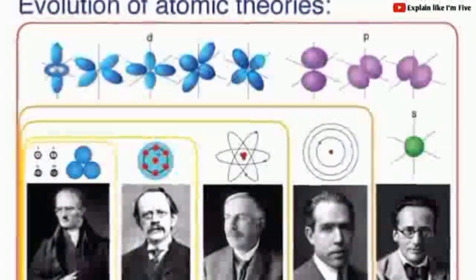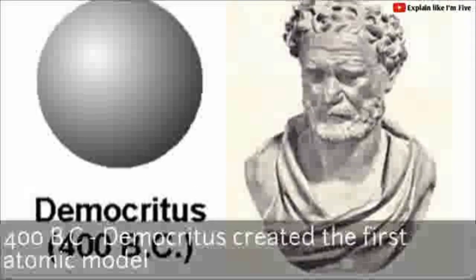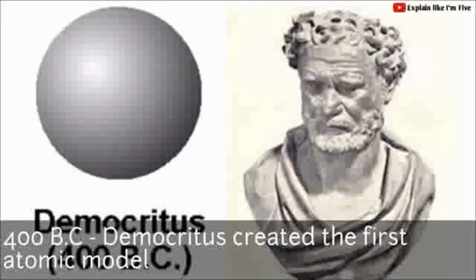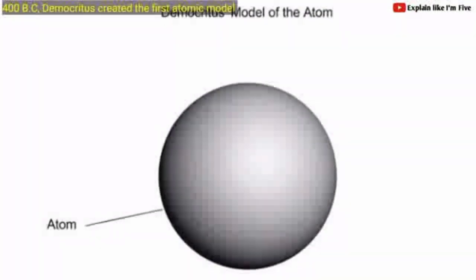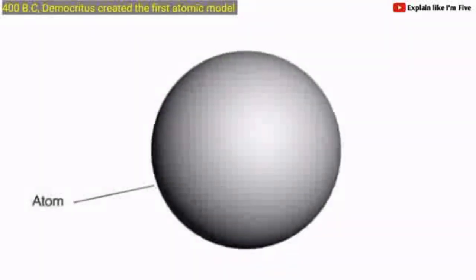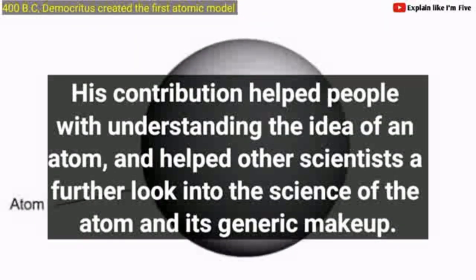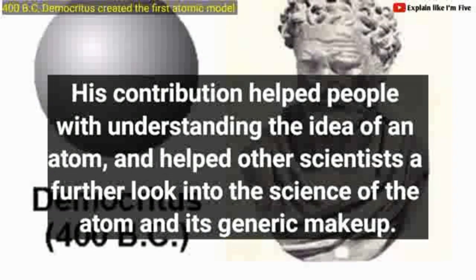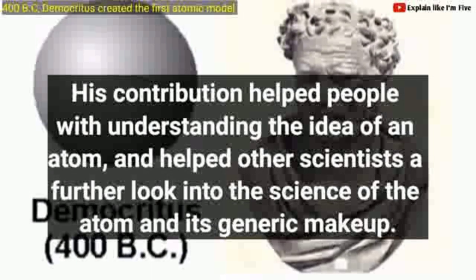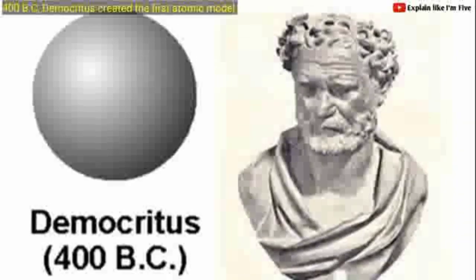The history of the atomic model all started in 400 BC when Democritus created the first atomic model. Democritus' first atomic model was a round sphere with no electrons, protons, or neutrons. His contribution helped people with understanding the idea of an atom, and helped other scientists take a further look into the science of the atom and its generic makeup.